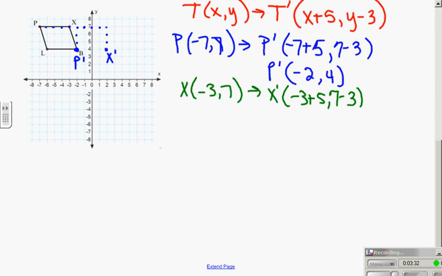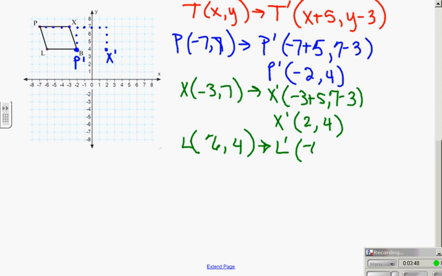Trick is not to combine these. Remember, these are ordered pairs. And so X prime is 2, 4, which I have both of those graphed. So then L is at negative 6, 4, which means that L prime will be at negative 6 plus 5 and 4 minus 3. So L prime will be at negative 1, 1.